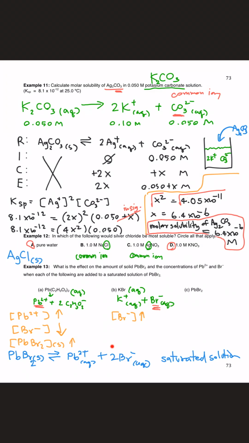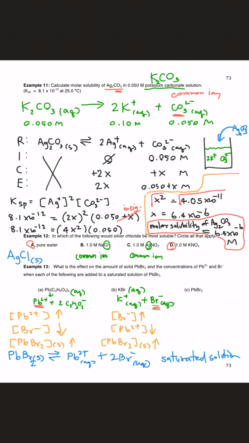And because the concentration of bromide increases, it disturbs the equilibrium, and the reaction would need to shift in order to produce more of the reactant by reacting with the available lead ions. Therefore, the concentration of lead ion will decrease as it reacts with the added bromide ion, and the amount of solid lead bromide will increase because these two will eventually shift to form more of the precipitate.